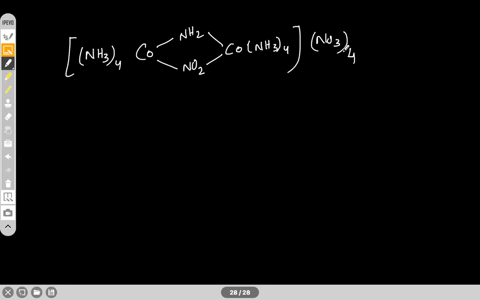So the bridge is like a 3 center 2 electron bond kind of thing. Yes, sir. Because it's not a didentate ligand, sir. It's like 3 center 2 electron, because NH2 has only one lone pair, which is distributed among the 3 nuclei, N, Co, Co. Okay, sir.